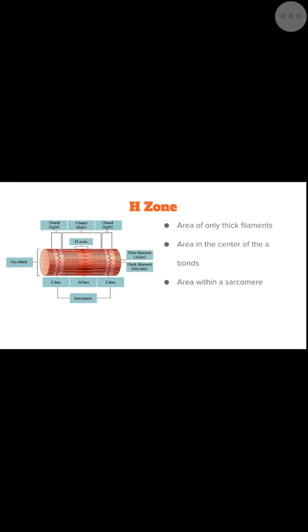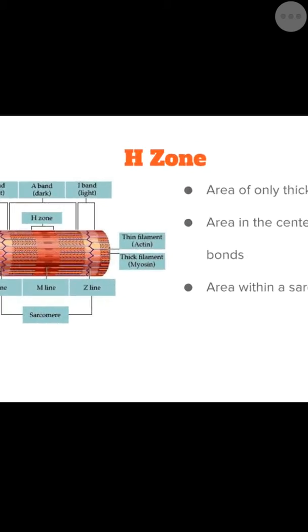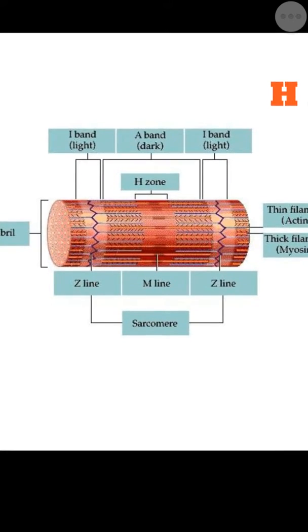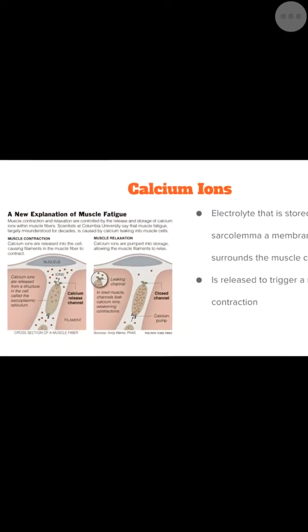The H-zone is the area of only thick filaments, the area in the center of the bands, and is the area within a sarcomere. So the H-zone is the part directly in the middle there.